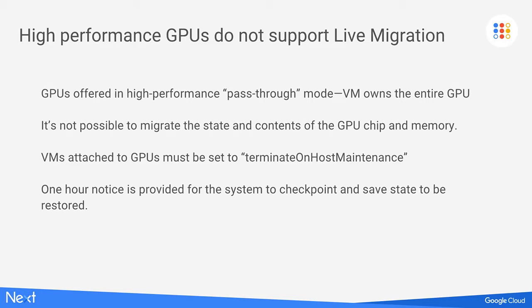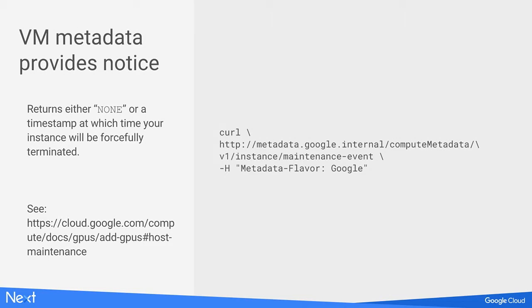Because we're offering them in pass-through mode to get the high performance, we don't actually have the capacity to capture the information in the GPU, the current state of the GPU in the memory, and move that over to another physical GPU. So when it's time for maintenance, we notify you, give you 1 hour notification, and the GPU terminates 1 hour after we give you the notification. And we'll give you some support for that.